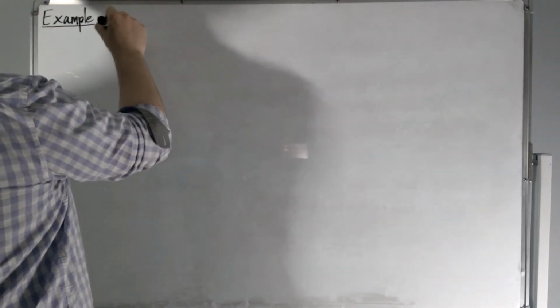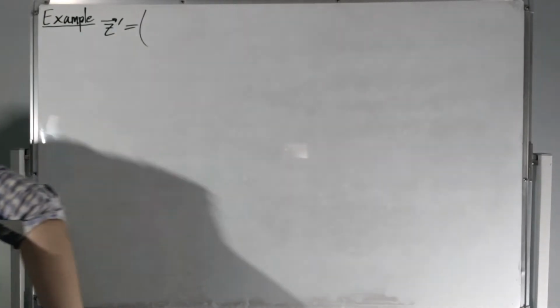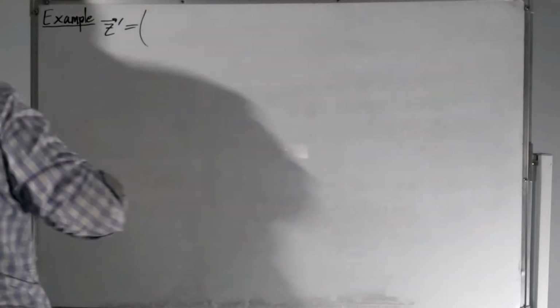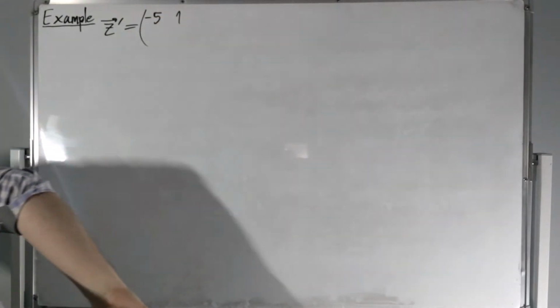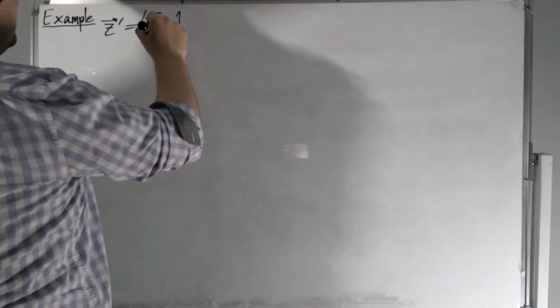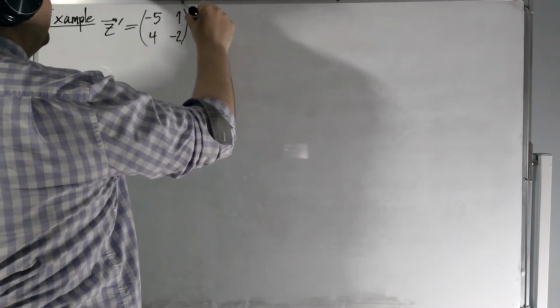Okay, new example now. Let's say we have the vector ODE z prime equals -5, 1, 4, -2 times z vector.